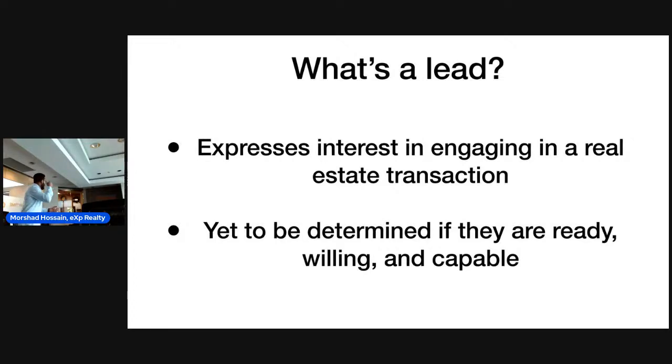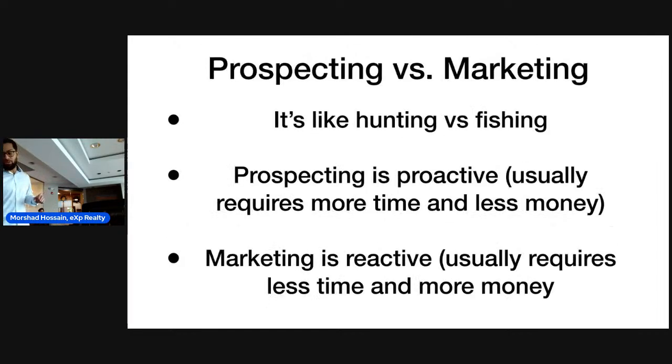That's why you need to be constantly generating new leads so you have new people to speak to, right? Because not every single lead is gonna translate into a closing. So that's why you always need to be generating new leads every single day, every single week.